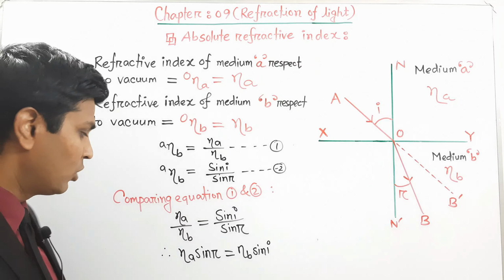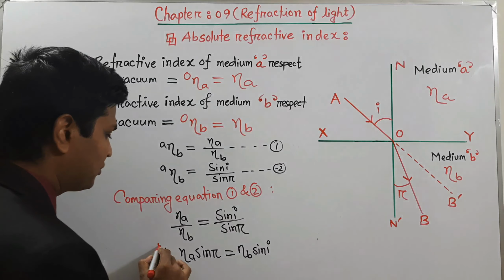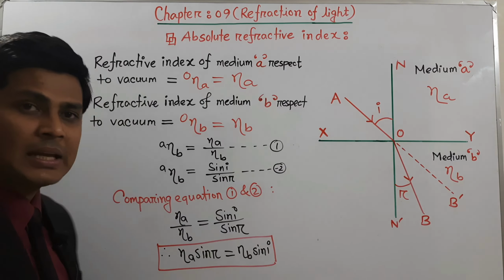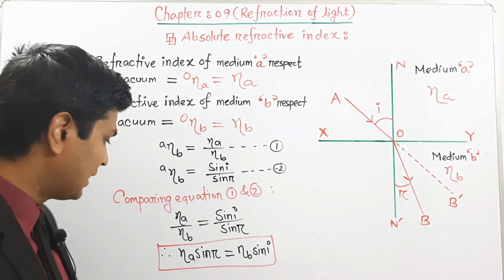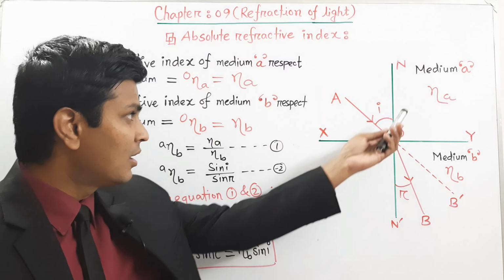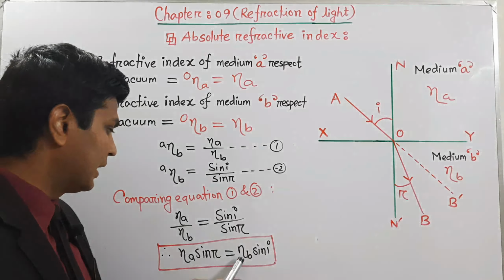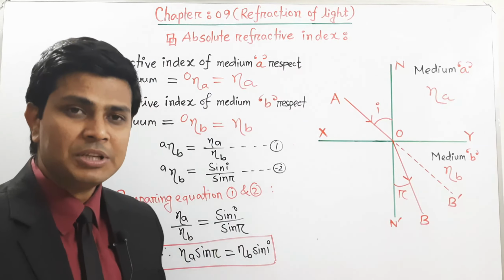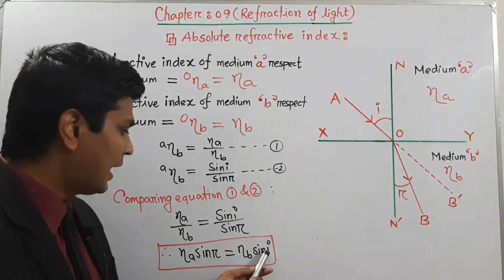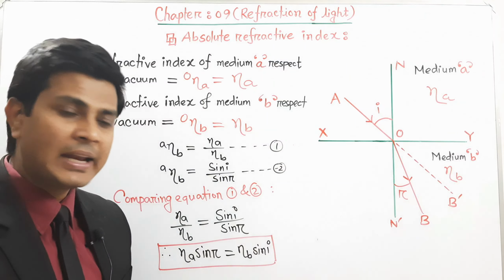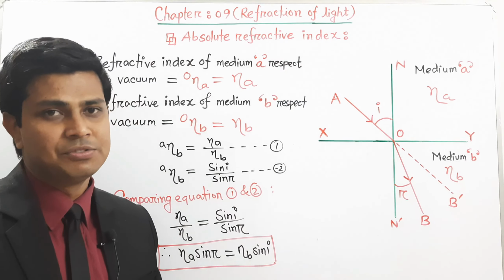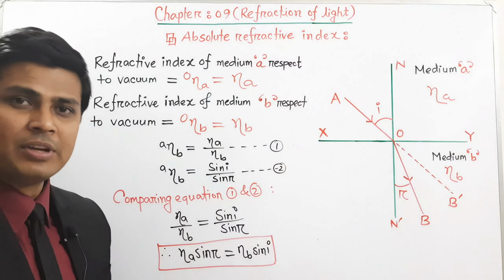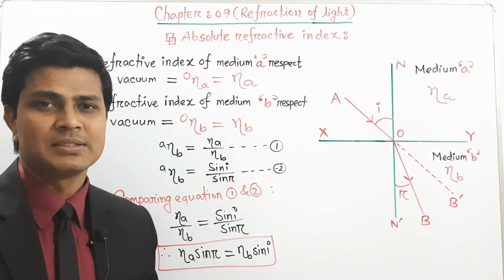So this is the formula to calculate the absolute refractive index in any medium. Here ηA is the absolute refractive index of medium A, and ηB is the absolute refractive index of medium B. I is the angle of incidence and R is the angle of refraction. That's all about the absolute refractive index. Hope you have understood.